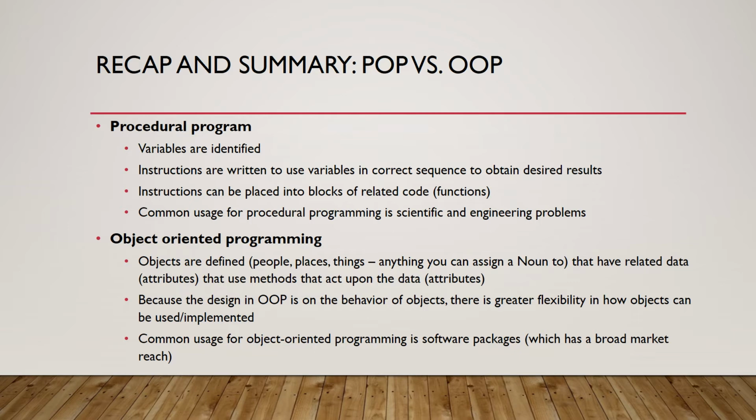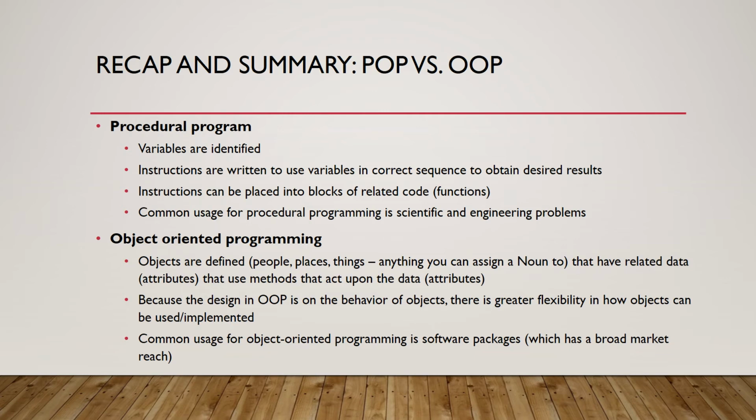Now, object-oriented programming, objects are defined. People, places, things, anything you can assign a noun to, that would be an object. And every time you think of objects, an object always has some sort of attributes. A person is an object. Okay, I might get some feedback on that. But a person is an object, has or hasn't hair, typically arms and legs, color of eyes, and that sort of thing. So a person is an object with attributes, and the related data is attributes that will use methods to act upon those attributes.